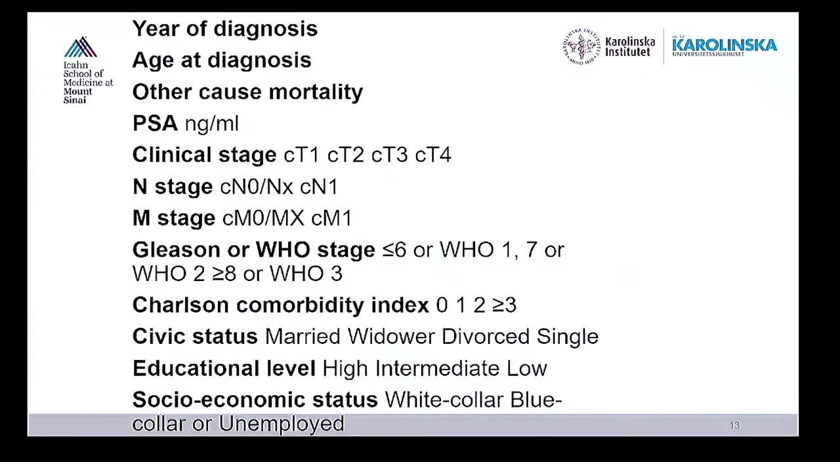We know the comorbidity index. We know whether they are married or divorced or single and all of these things, education level. Which means that we can do much more elaborate statistical analysis. You cannot do that. It's very difficult to do here in the US because we don't have that information.